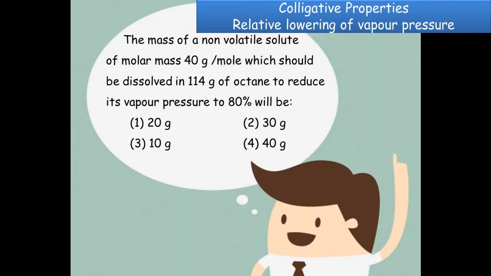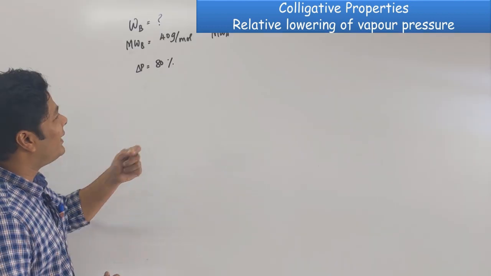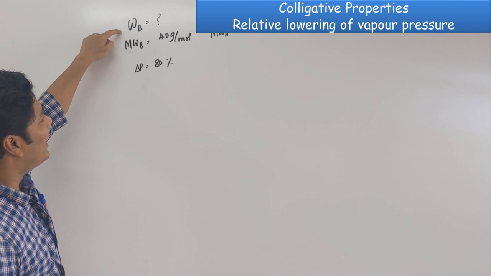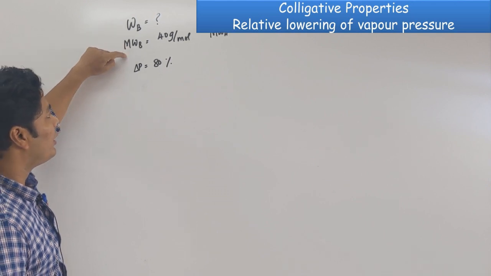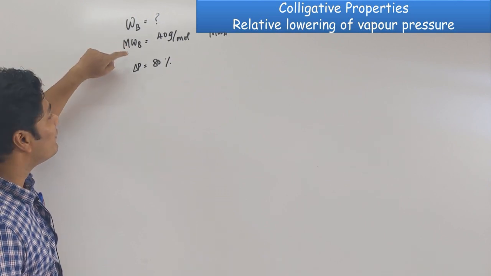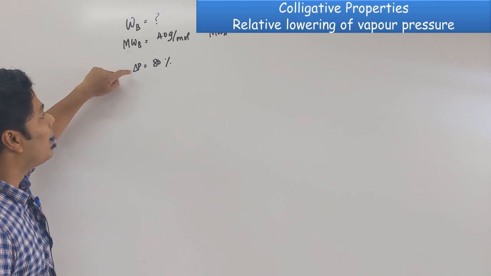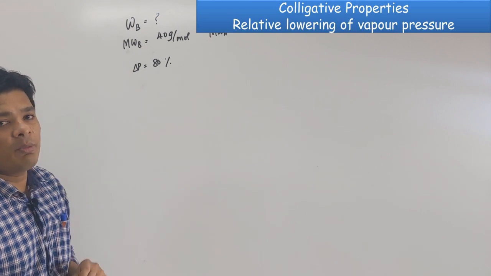Let's do one more. The mass of a non-volatile solute of molecular mass 40, which should be dissolved in 114 grams of octane to reduce its vapor pressure to 80% will be. And 4 options are given. This is a really different type of problem and actually it is in NEET level. It's a really interesting question. The quantity that is being asked is different. They have given you the molecular mass, they are asking you the mass, and also the vapor pressure change is given in different quantity. Here you have to be very careful.